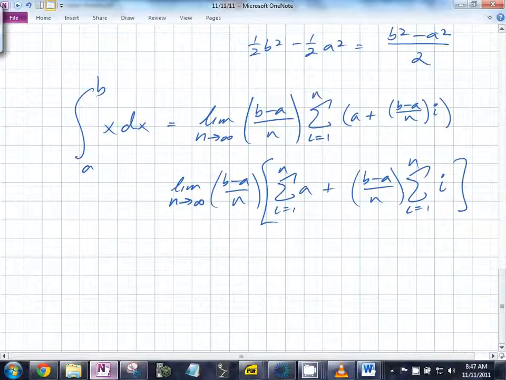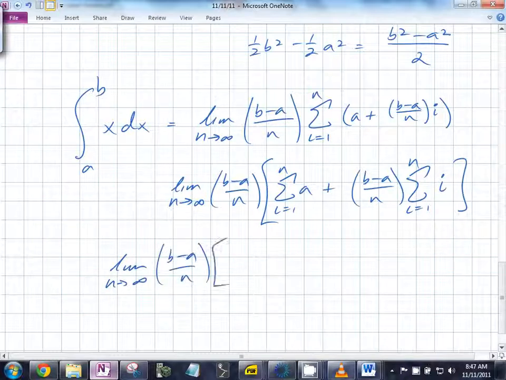So on this one, can someone tell me what this is? What is that? a plus a plus a plus a plus a. How many of them? So you have the limit as n goes to infinity of b minus a over n, right? Times what? I keep things in alphabetical order. It's okay. Plus b minus a over n. What's this? What is that? n times n. Nope. What's the first term?